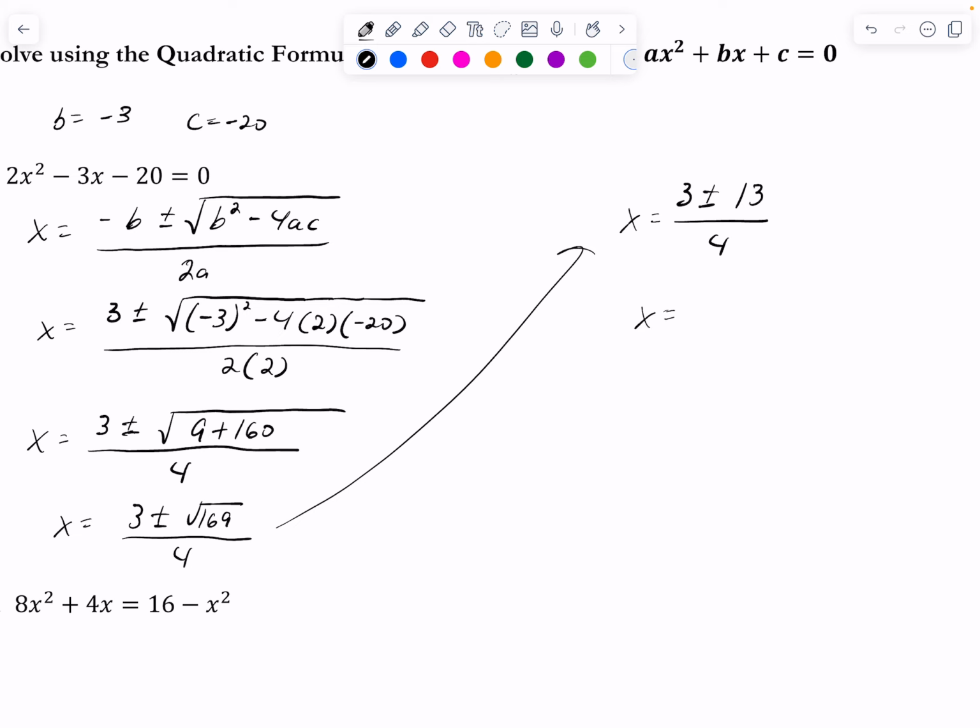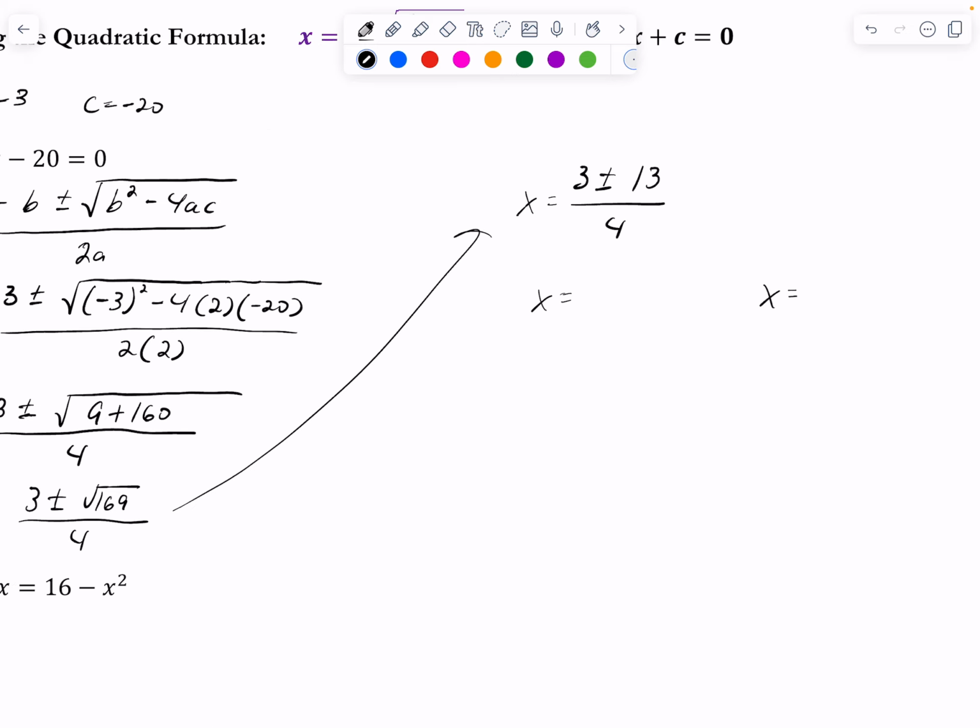So set up two of them. We're expecting to have two answers here. 3 plus 13 over 4, and 3 minus 13 over 4. So that's going to be 16 fourths, and that's going to be negative 10 fourths. Feel free to reduce, leave as fractions. You can use decimals here with the negative 10 fourths, but it's up to you on what you want to do here. So that's going to be 4, and this is going to be, let's see, 2.5.